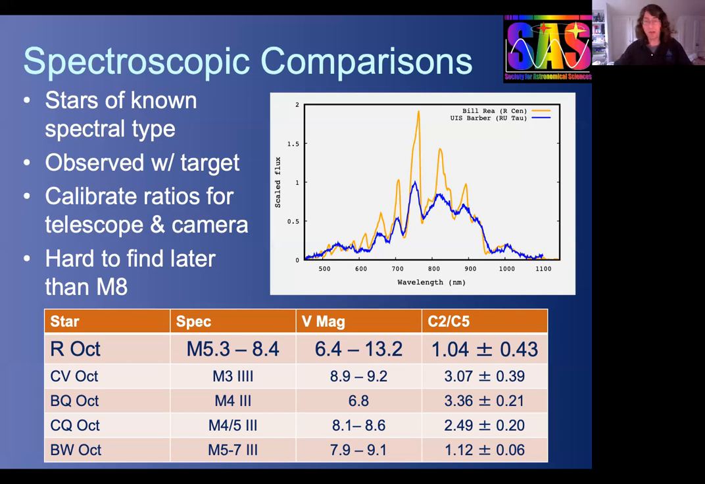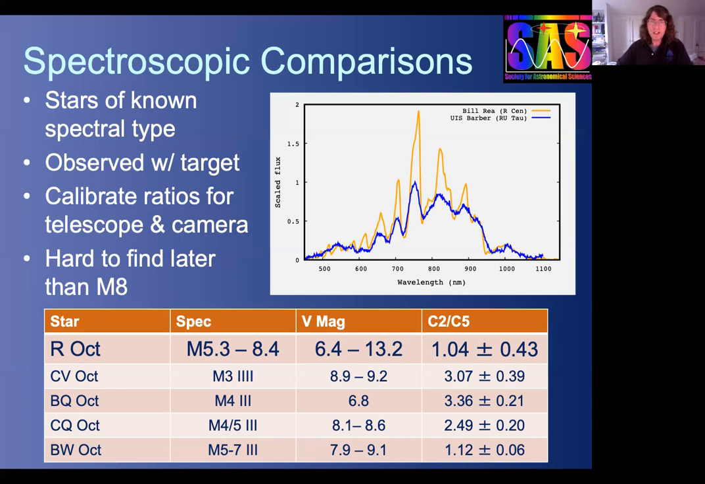Now, as an example, the table at the bottom of the page shows the target R-Oct and the 4 comparison stars that Bill Ray observed with it. Now, ideally, that list of comparison stars for R-Oct would include a star with a spectral type of M9 or later. But one of the challenges we have for selecting comparisons is finding very late type M giants that are not themselves very long period variables. So we couldn't in this case.